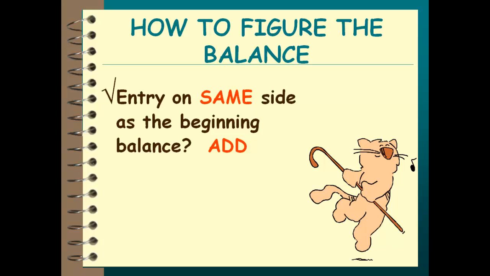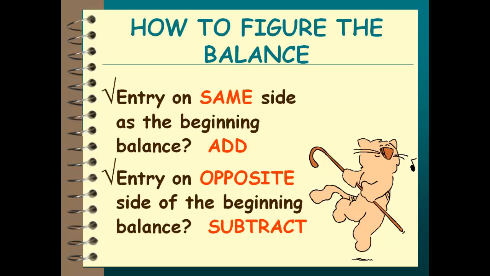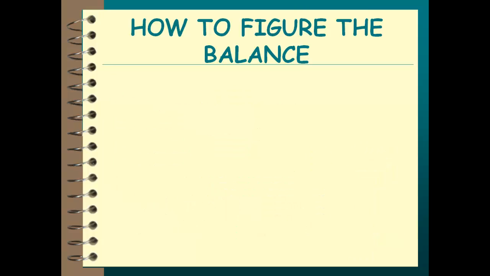After each entry, we want to calculate the balance. And here's the general rule. If you make an entry that's on the same side as what your balance is, you're going to add the two together. Same side, add. If the entry is on the opposite side of what your balance is, right now we're going to subtract. Same side, add, opposite side, subtract.